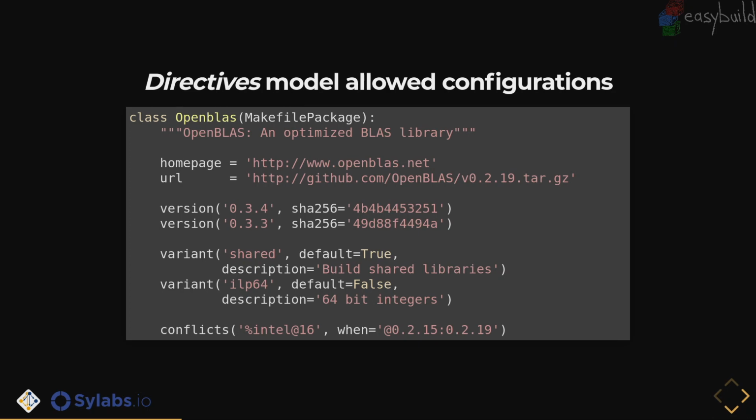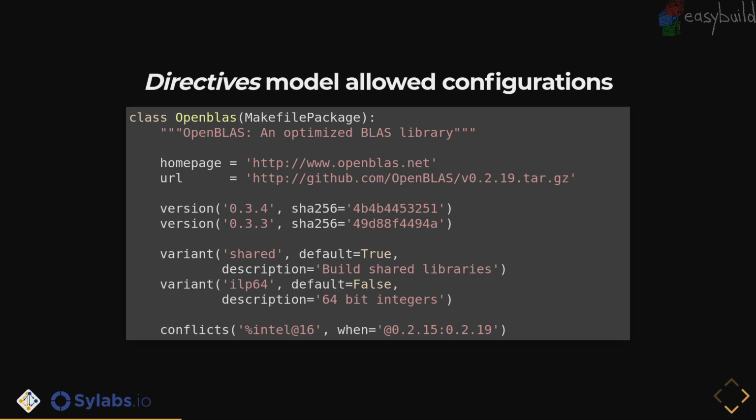So for instance, here we have 2 versions and 2 Boolean variants. This is already a space of 8 items that you can search, not accounting, of course, for the different compilers, for the dependencies that could be listed, and so on and so forth. And you also have directives to basically nullify parts of a search space. And yeah, you have other directives to specify dependencies. So basically, directives model the allowed configuration in a package.